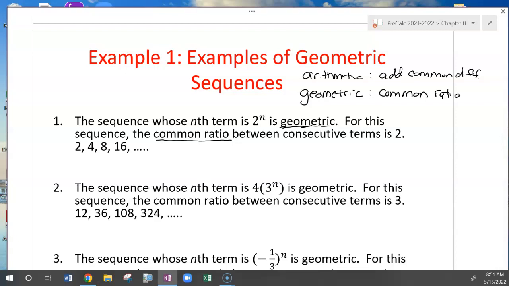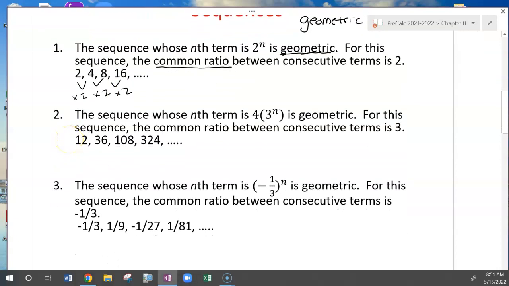We have 2, 4, 8, 16. Take 2, multiply by 2, you get 4. Take that 4, multiply by 2, you get 8. Take the 8, multiply by 2, you get 16. So between each one, we have a times 2. And that's how you can tell it's a geometric sequence. You have a times 2.